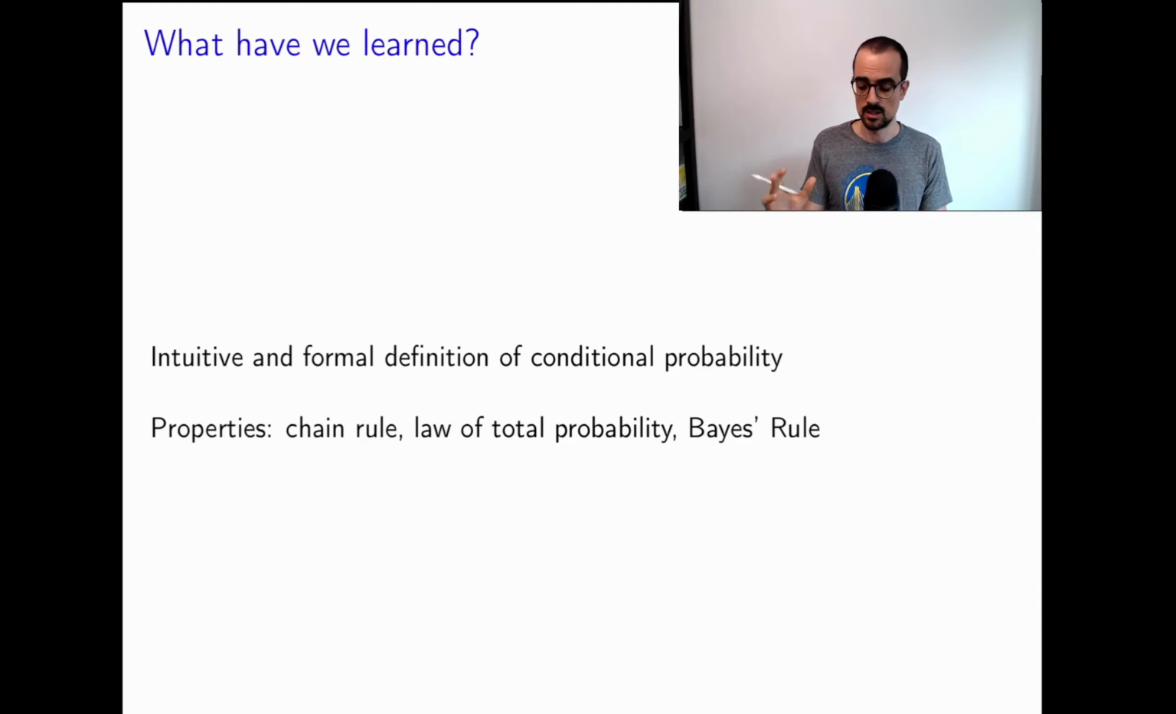Okay, so that was essentially it. What have we learned? We have covered an intuitive and then a formal definition of conditional probability, which is a very important object that allows us to update our probabilistic models with additional information. And then we have covered important properties of conditional probability, such as the chain rule, the law of total probability, and Bayes' rule.